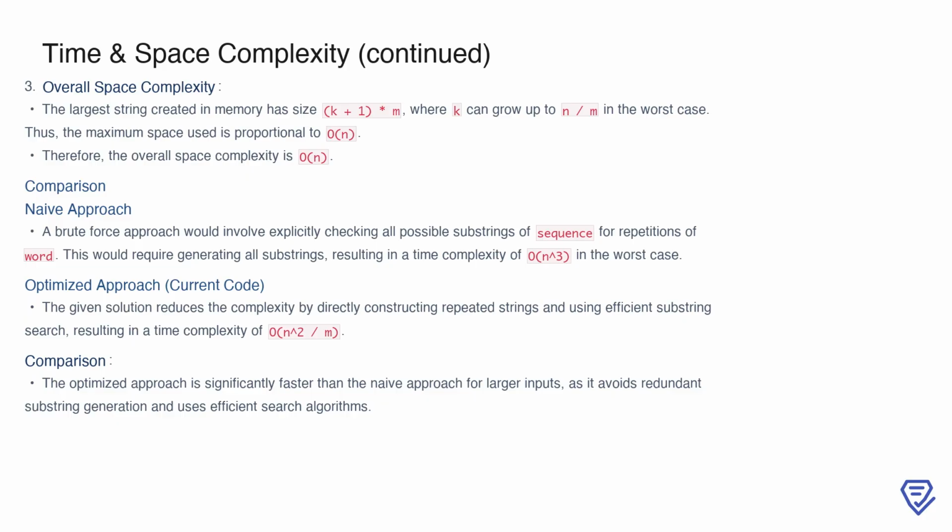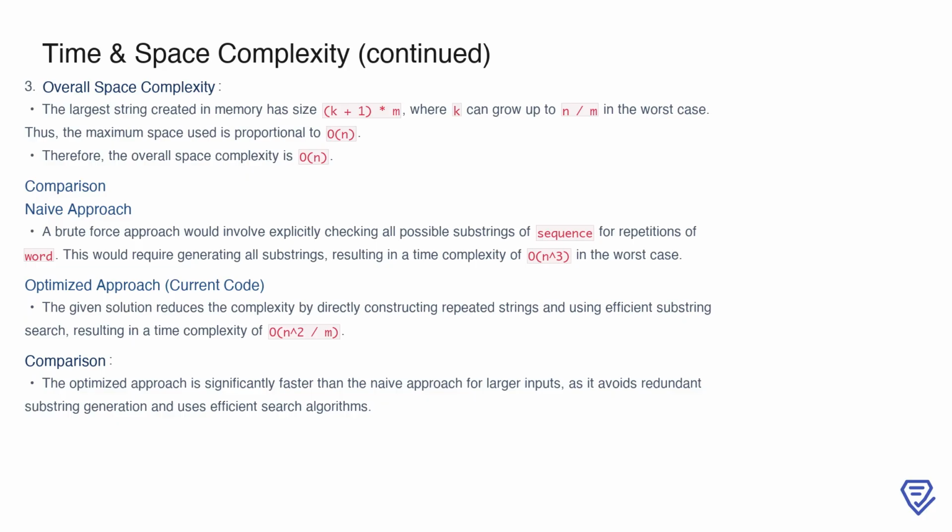To understand the efficiency of this approach, let's compare it to a naive solution. A brute force method would involve checking all possible substrings of sequence to identify repetitions of word. This would require generating all substrings, leading to a time complexity of O(n cubed) in the worst case.